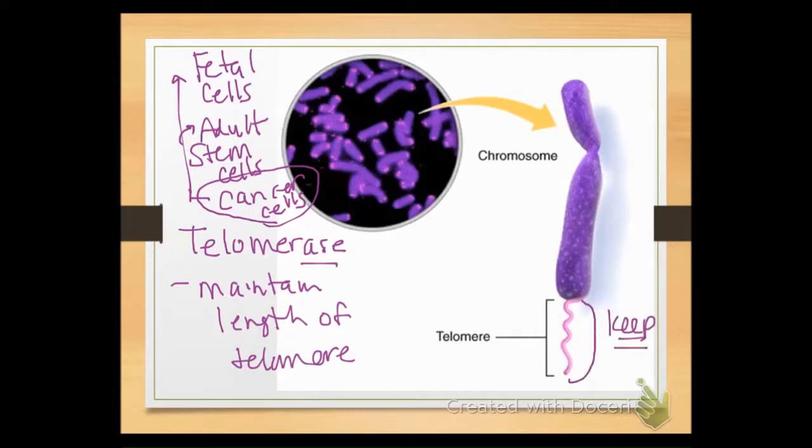So this is really bad news, right? You have this cell that's cancerous, but now you also have this enzyme that is keeping that cell young. You have a cell that's behaving badly that is now going to essentially be immortal. It's going to divide and divide and divide over time as the telomere's length is maintained.